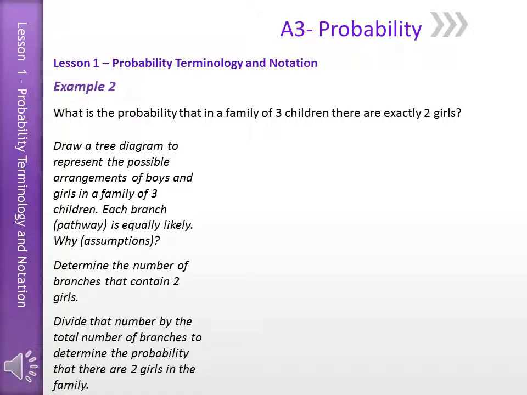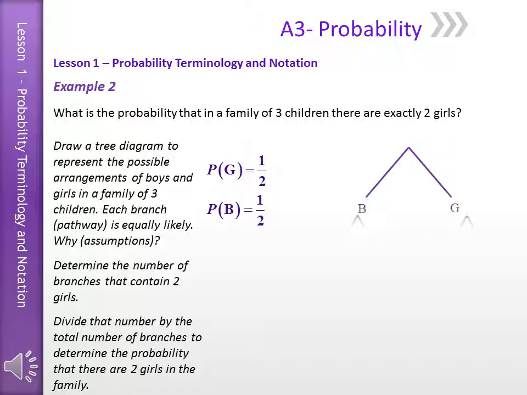Example 2. What is the probability that in a family of 3 children there are exactly 2 girls? We're going to first draw a tree diagram to represent the possible arrangements of the boys and the girls in the family of 3. Now we do have to assume that each possibility is equally likely. So the probability of a girl is 1/2 and the probability of a boy is 1/2. So in our tree diagram we start with our first child.